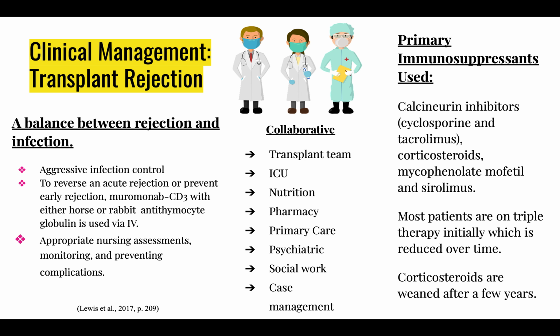The primary immunosuppressants used are calcineurin inhibitors like cyclosporin and tacrolimus, corticosteroids, mycophenolate mofetil, and sirolimus. Most patients are on triple therapy initially, which is reduced over time. Corticosteroid therapy is also weaned after a few years. This patient is usually hospitalized and needs constant monitoring.